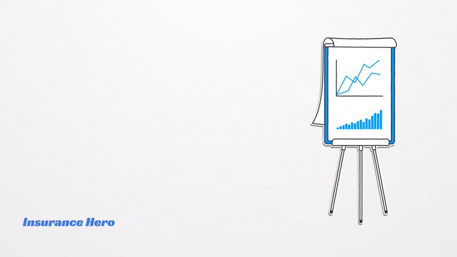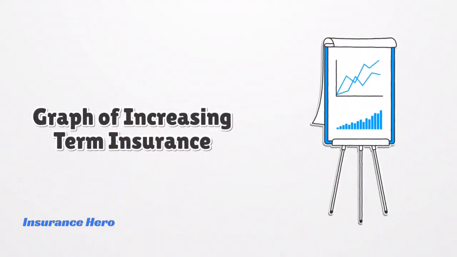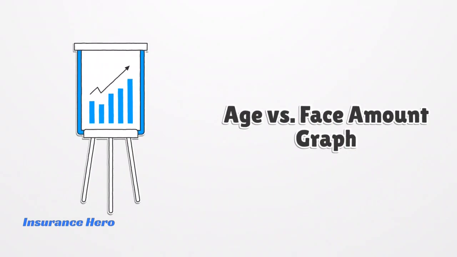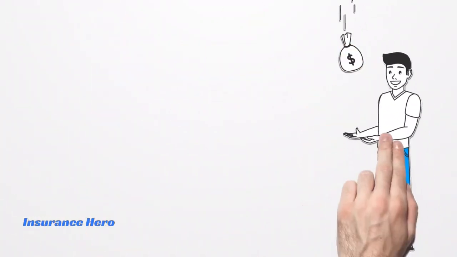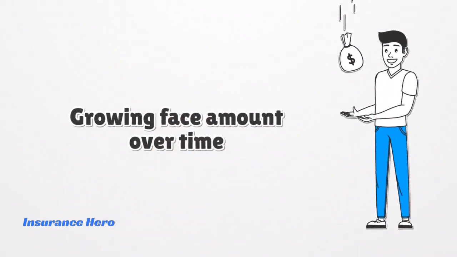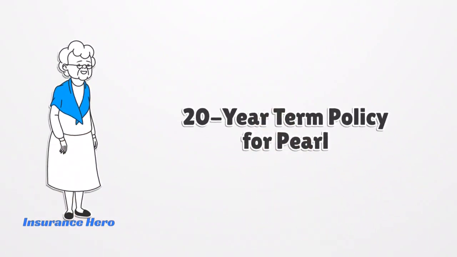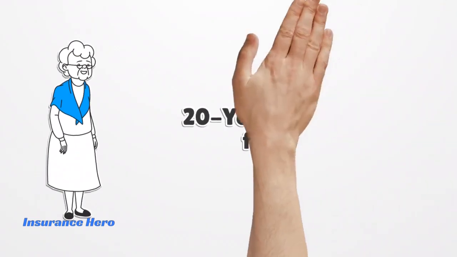Let's take a look at a graphical representation of increasing term insurance. As you can see, the face amount increases over time. In this example, we have a 20-year term policy for Pearl, starting at age 30 and ending at age 50.